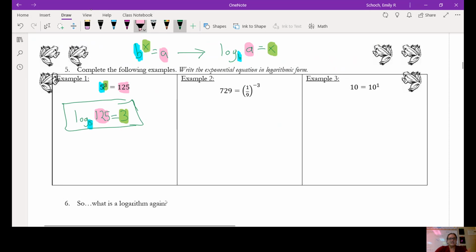So in the next one, it's slightly confusing, maybe, because it's written the wrong way around. We're used to having base to the exponent equals the answer. Well, this is answer equals base to the exponent. So you have two options. One option is that you can scratch out this 729 equals and move it over here, 729.